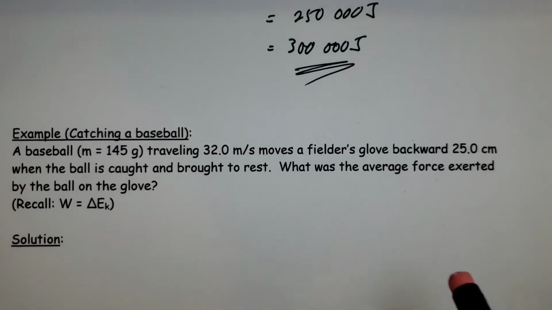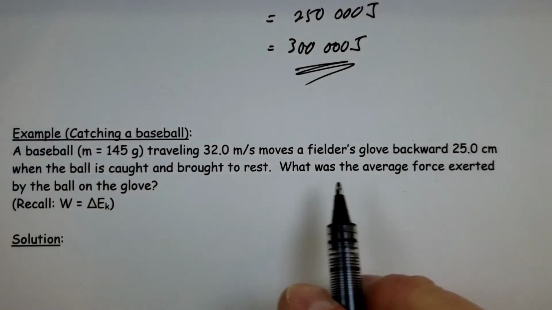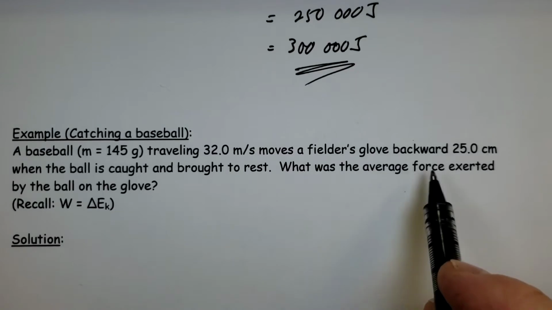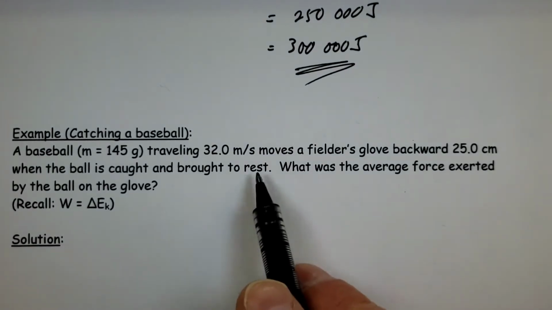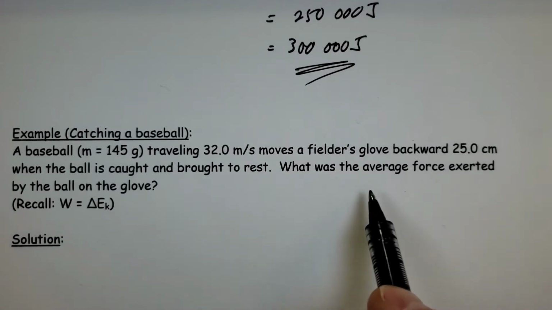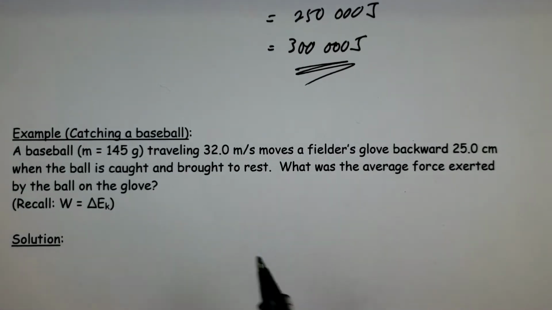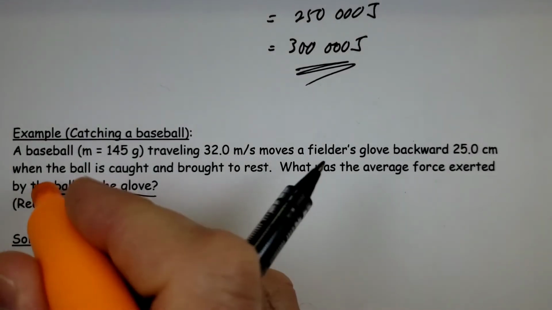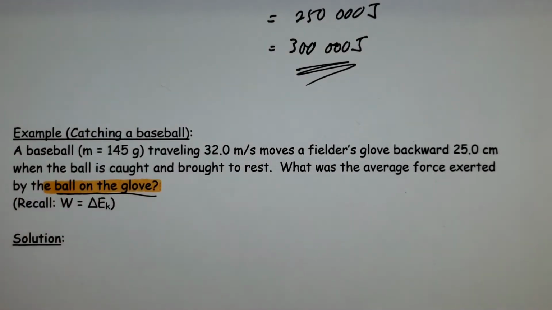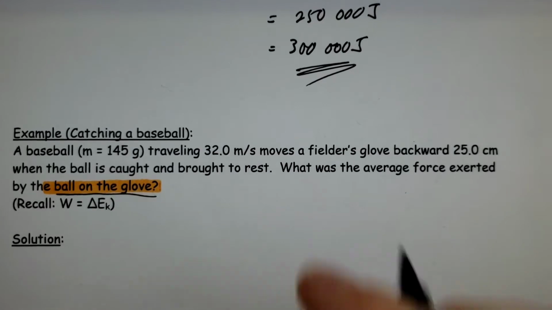Catching a baseball. A baseball, 145 grams, traveling at 32 meters per second, moves a fielder's glove backwards 25 centimeters when the ball is caught and brought to rest. What is the average force exerted by the ball on the glove? Okay, this is similar to the hammer and nail question.